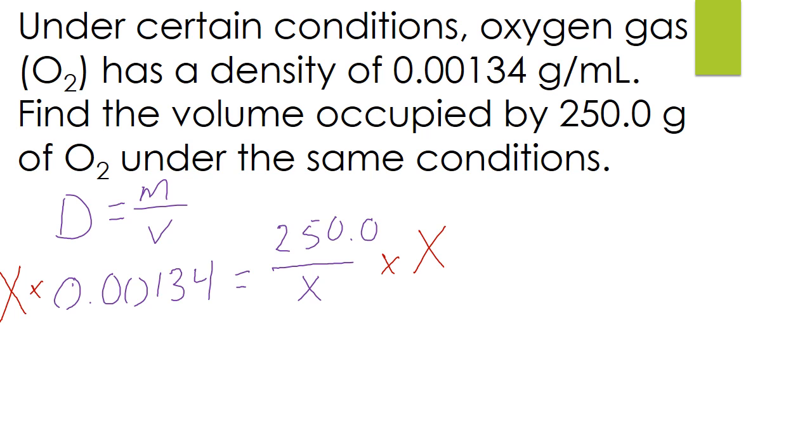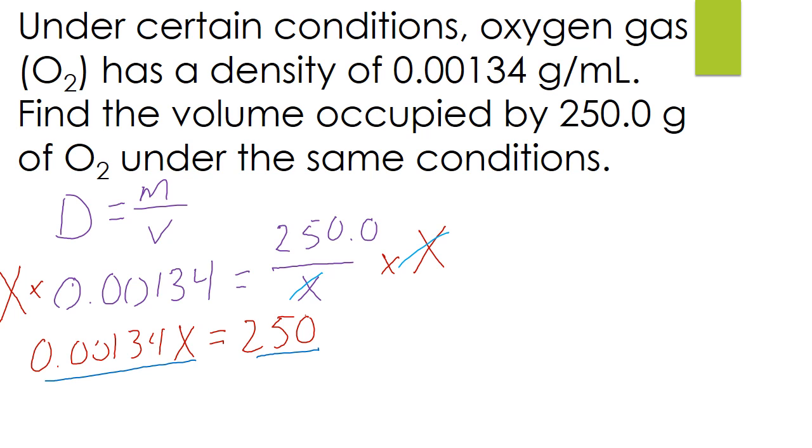Once I do that, these x's cancel out. And now I'm left with 0.00134 times x equals 250. So I'm almost there. The next thing that I need to do to have x all by itself is, we'll change colors so that it's easy to see my steps. We're going to divide both sides by this 0.00134.